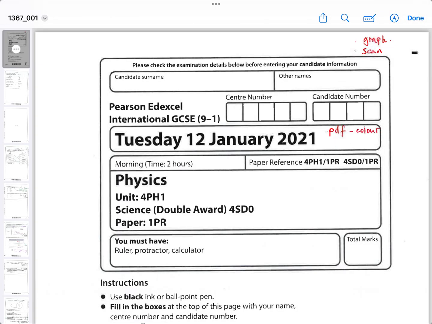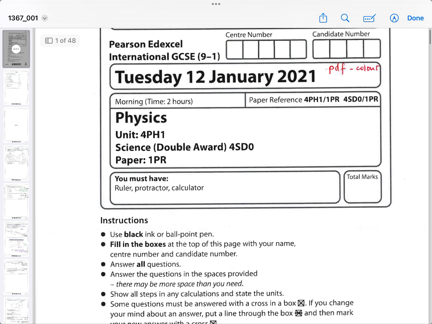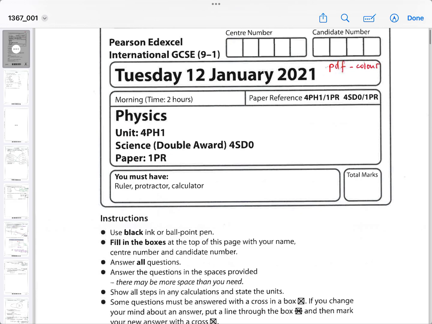Okay, this is a quick go through of this 2021 paper. I used it as a practice mock for year 11, and here are my answers. The actual exam was taken in 2021, which would have been during COVID.